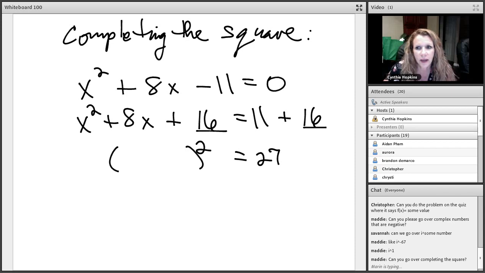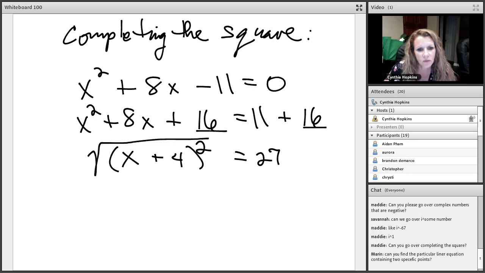And here's how you get the binomial. You take the square root of the x squared, that's x. You take the square root of the 16, that's 4. And you take the sign of the middle term. In this case, it's a plus sign. Okay, so then I'm ready to take the square root of both sides.